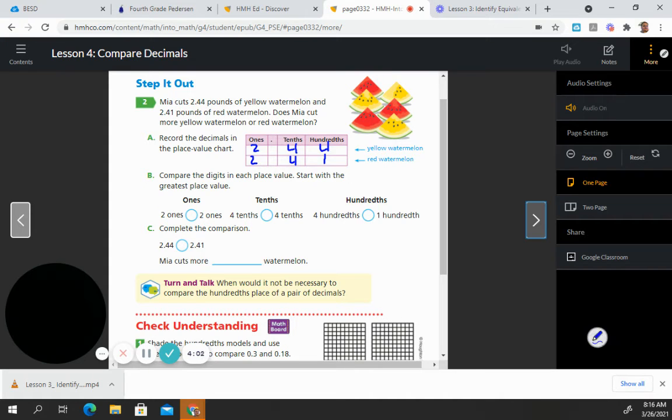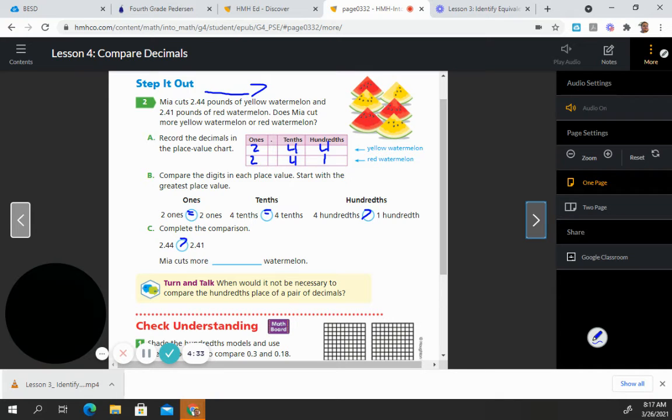So 2 ones, 2 ones, 4 tenths, 4 tenths. Remember, when we compare numbers, we just start at the left and work our way to the right, because the left are 10 times greater, the right are 10 times smaller. Left 10 times greater, right 10 times smaller. Okay, now we go to the hundredths because they're the smallest. 4 and 1, 4 is greater. So then we can say 2 and 44 hundredths is greater than 2 and 41 hundredths.